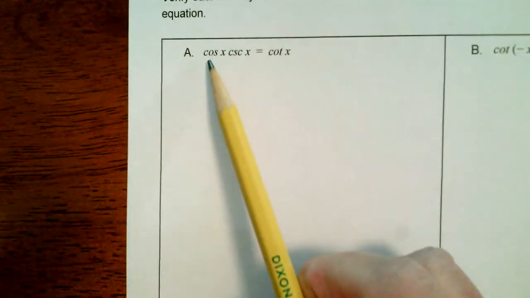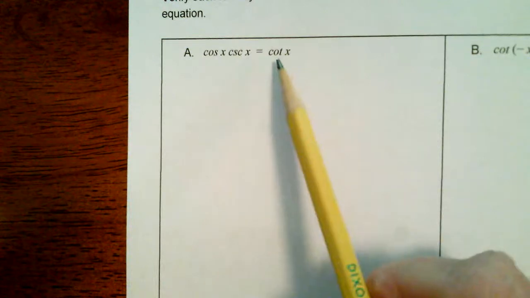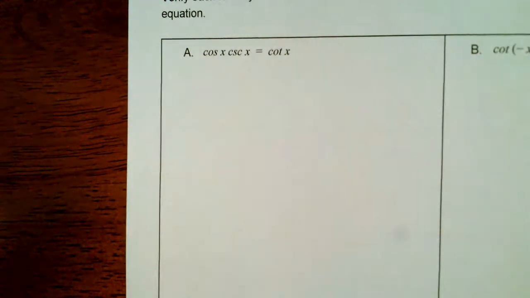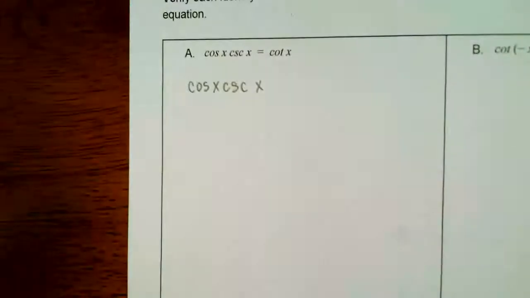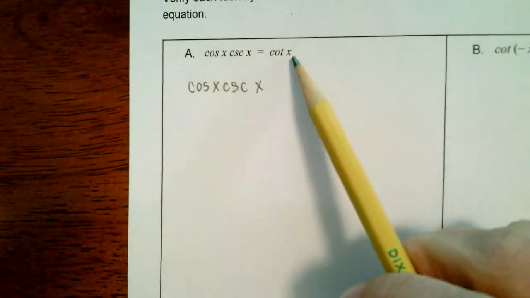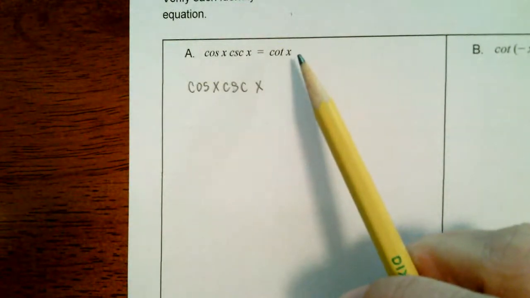So here, hopefully you can see in problem A that we have 2 functions on the left and we only have 1 function on the right. So I'm going to start and I'm just going to rewrite the expression that I have on the left. And now I want to see if I can get that to be equal to the cotangent of x.